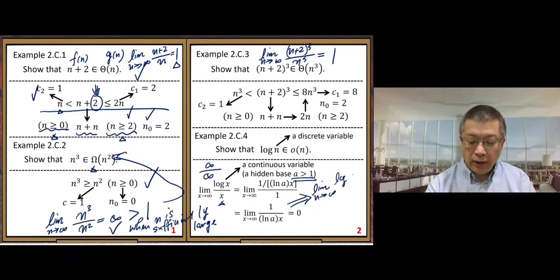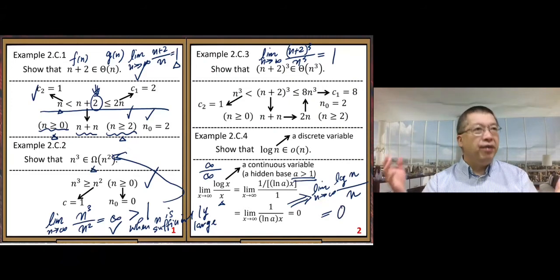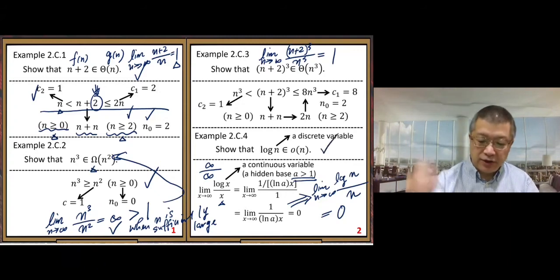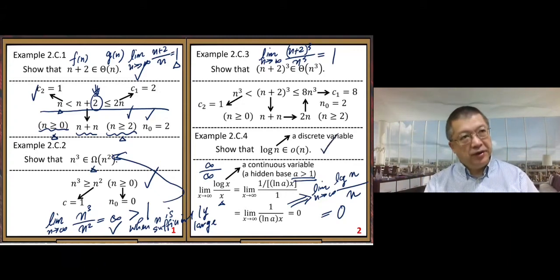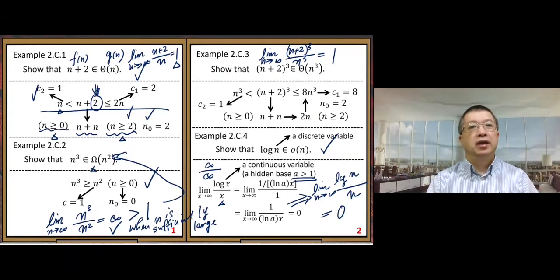Log of n over n equals 0. Okay? This tells us the little o notation. It is true. All right, so that's question number 4.